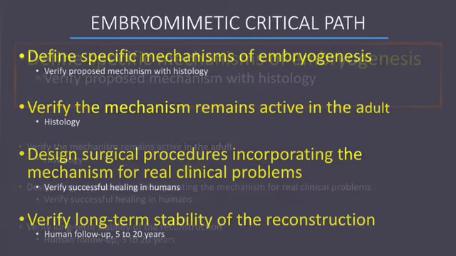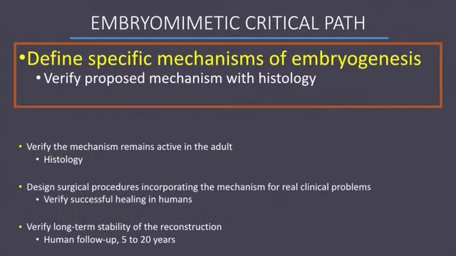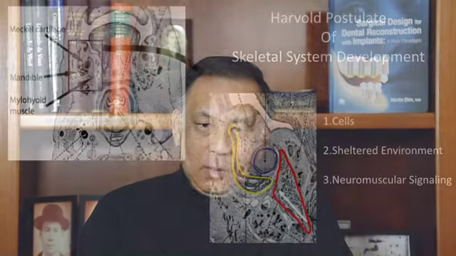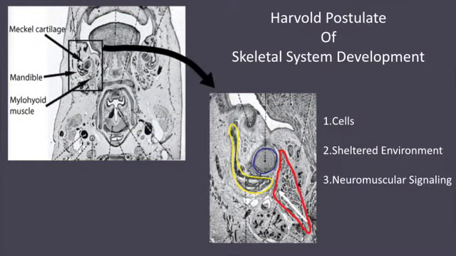The first obstacle is to define a specific mechanism by which the embryo creates these structures to begin with. This has been explored for many years, and there are many theories on this issue. In this series, we will focus on skeletal development. So the question is, can we propose a reasonable mechanism that the embryo uses to create a bone such as the mandible to begin with?